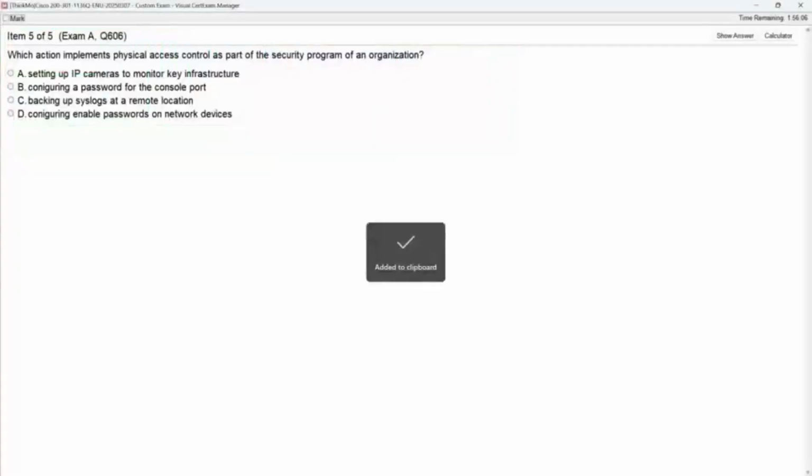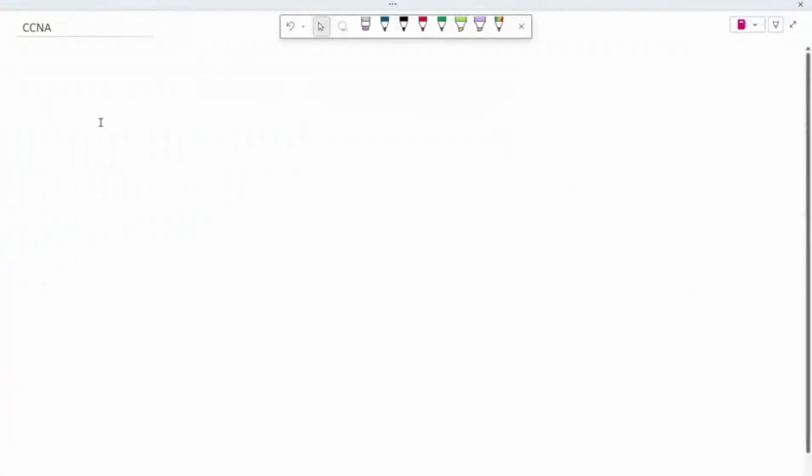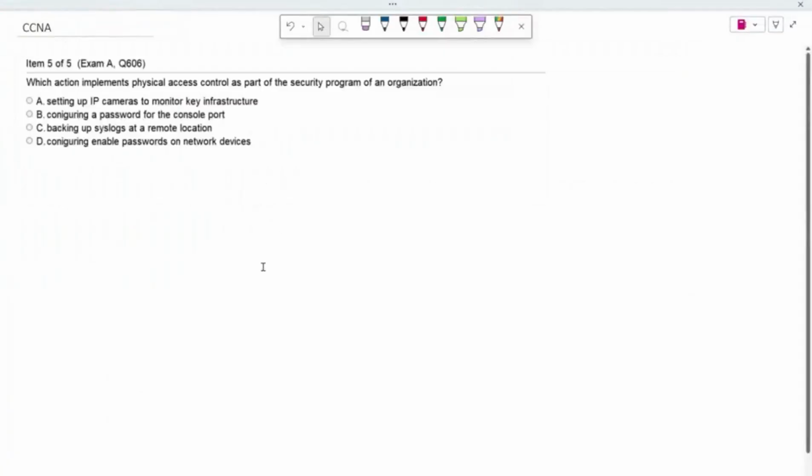Which action? It asks, which action is part of the organization's security plan? As part of the organization's security plan, physical access control was implemented. Now let's see why the correct answer is B. Why do we choose B? B says to set a password for the console port.